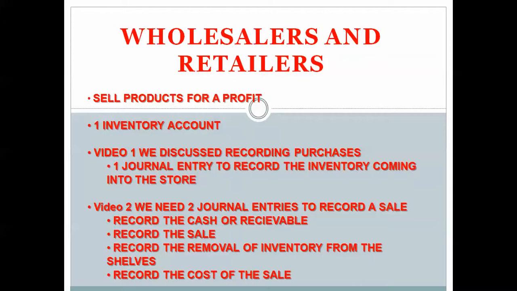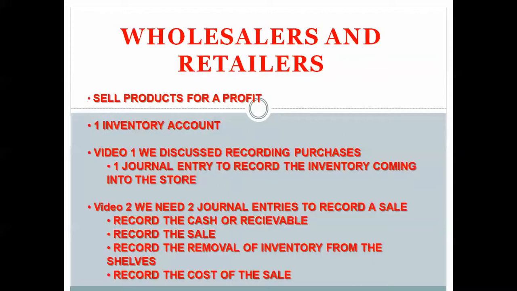And so we are going to be recording the sales and trying to find out what kind of a profit we made off of our workbooks. We have only one inventory account at Roadrunner's Roost, and right now we only have one product. We had discussed that with recording a purchase, we only needed one journal entry to record the inventory coming into the store and the fact that we now had sent cash out the door or had created an account payable. In video 2, we're going to discover that we're going to need two journal entries to record a sale.